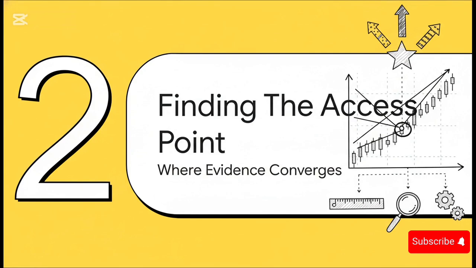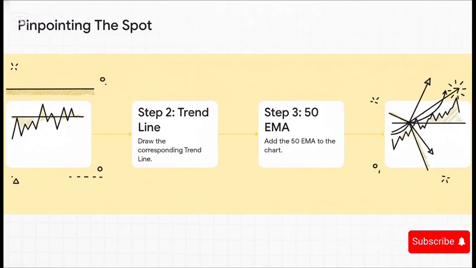So we've got our tools. Now let's see how they actually work together on a chart to find that exact location we're hunting for. We're going to call this our access point. Look, the process is super methodical and simple. First, you find a major horizontal level, step 1. Then, you draw your trend line, step 2. Finally, you put the 50 EMA on your chart, and that little area where all 3 of those things come together and intersect, that is your access point. That's the zone where the case for your trade is the strongest it can possibly be.